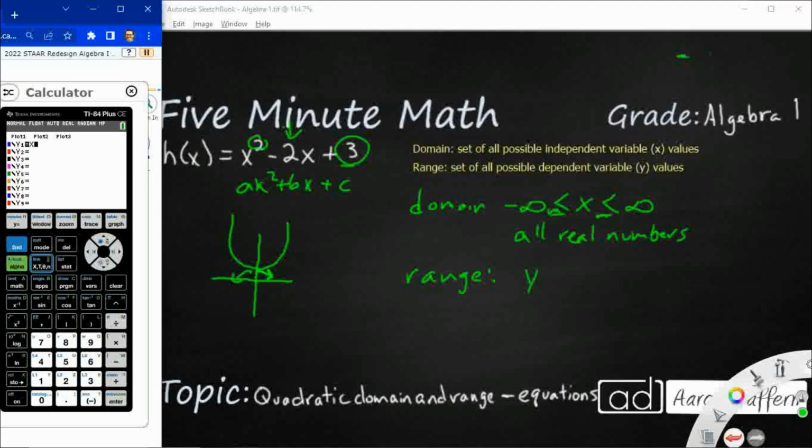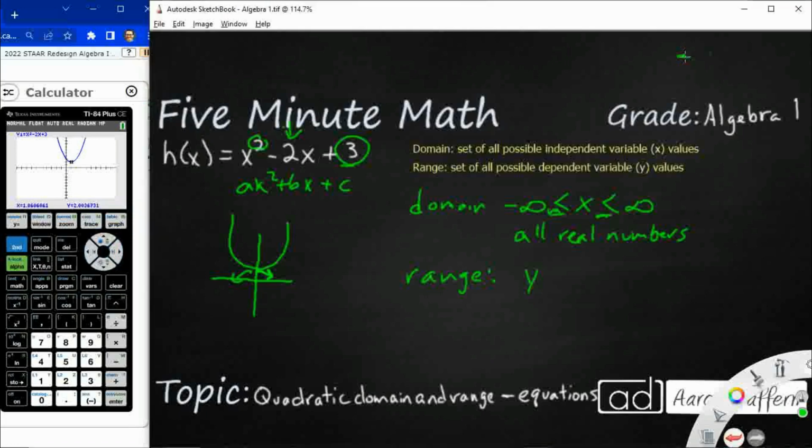So x squared, not plus, let's make it minus 2x plus 3. And let's see what we have here. So you notice how it shifted down a little bit. And so we get down to that very bottom, and it looks like it's right around that 2. So it's going to be greater than or equal to that 2. It was a 3, but this negative 2 shifted it down.